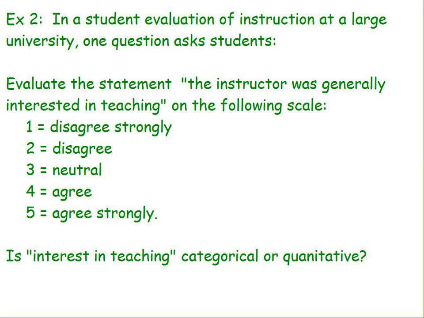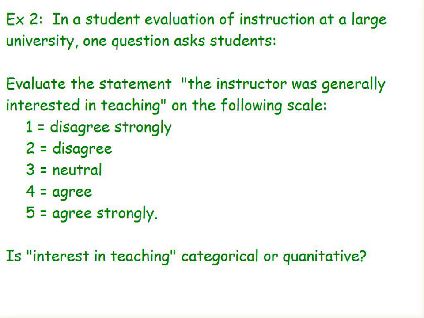So we have an example here. In a student evaluation of instruction at a large university, one question asked students the following. Evaluate this statement. The instructor was generally interested in teaching. And you're answering it on the following scale. 1, disagree strongly. 2 is just disagree. 3 is neutral. 4 is agree. 5 is agree strongly. So, is interested in teaching categorical or quantitative?